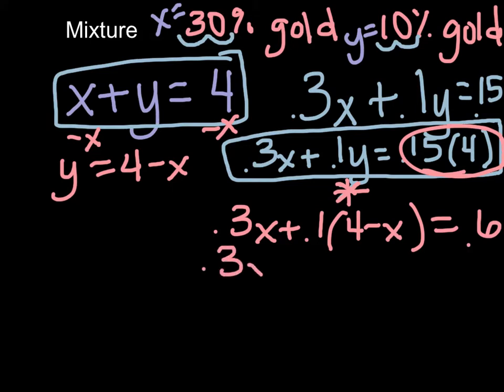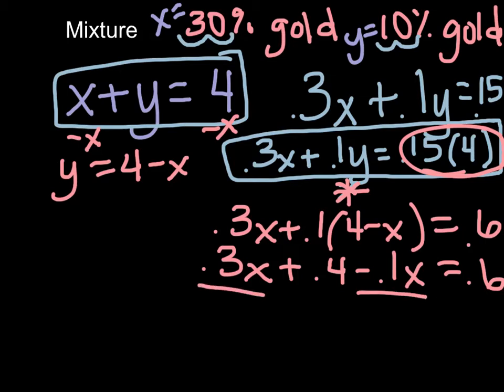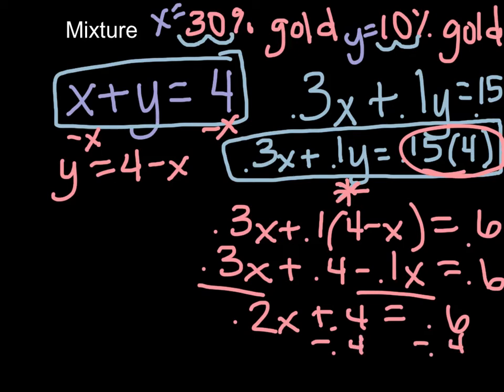So I get 0.3x plus 0.1 times 4. Well, 1 times 4 is 4. You've got that decimal in there, so that's 0.4 minus distribute 0.1x is equal to 0.6. Now I'm going to combine like terms, my 0.3x minus my 0.1, which is 0.2x, plus 0.4 is equal to 0.6. Subtract 0.4 on both sides. I'm going to write that over here, so I get 0.2x is equal to 0.2.